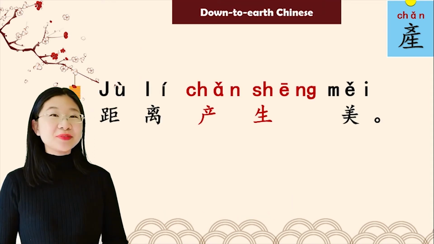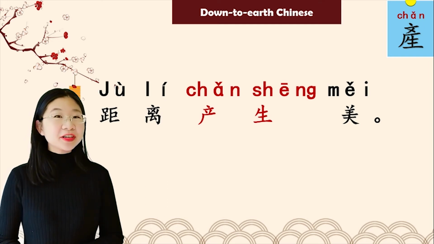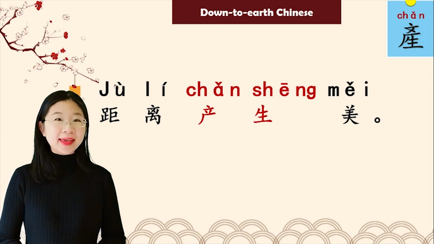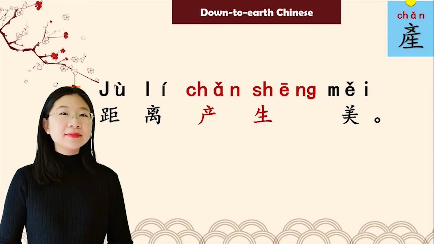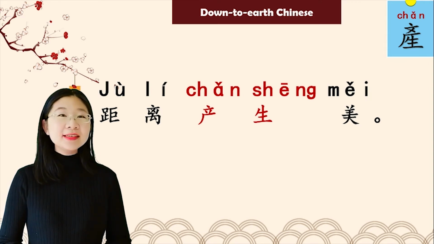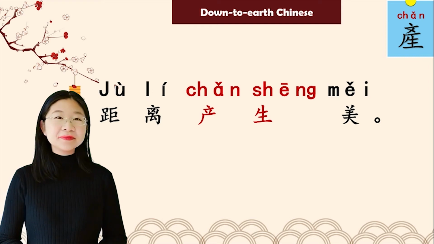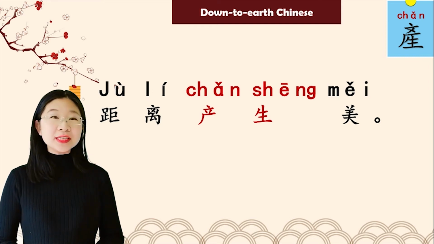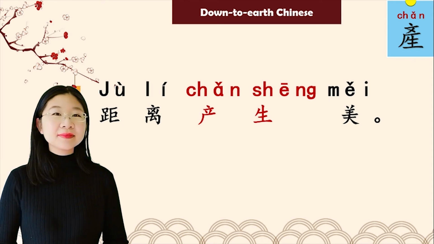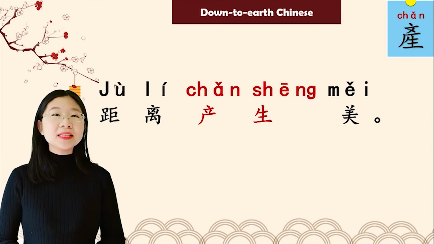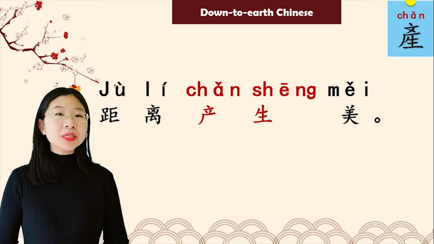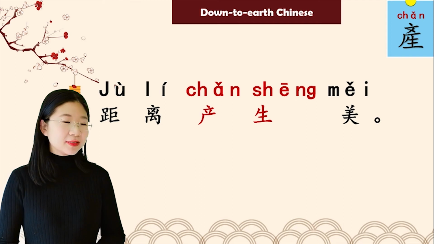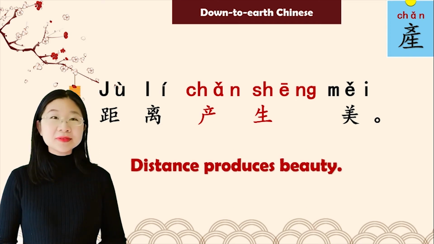Now let's learn some down-to-earth Chinese with this character. Today we are gonna learn a sentence. 距离产生美. Okay, first, 距离 means distance, and 产生 have the same meaning with 产 means produce. 美 means beauty. So it means distance produces beauty.